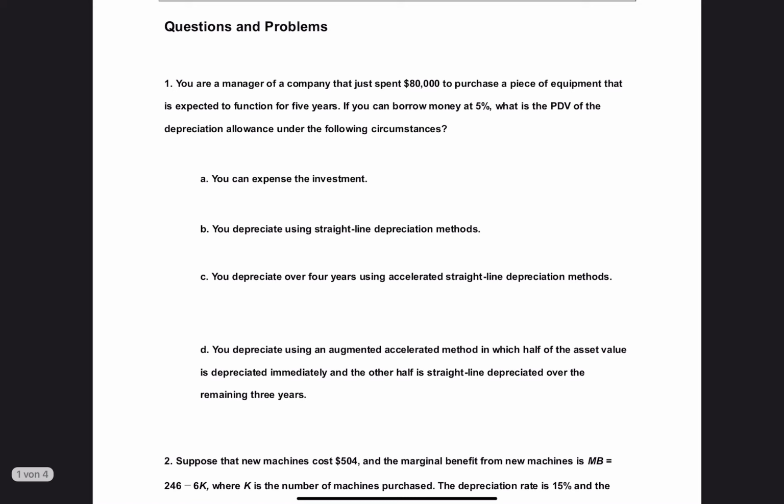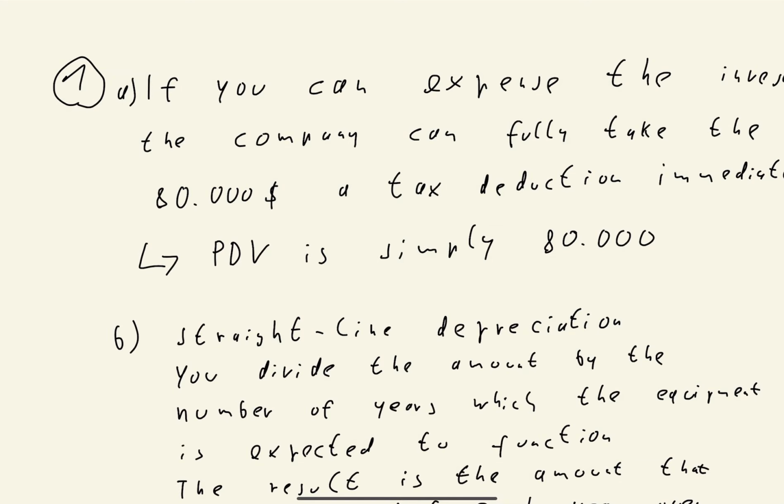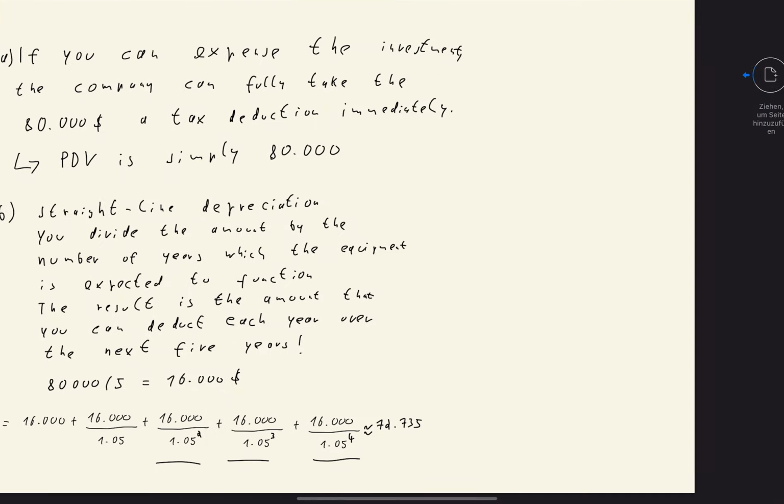So you depreciate over 4 years using accelerated straight line depreciation methods. So this is a kind of a non-linear depreciation method, even though it's called straight line depreciation, because now what you do is that you deduct.